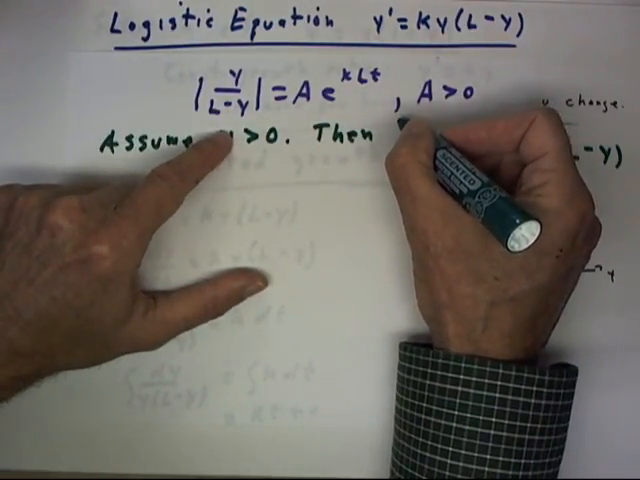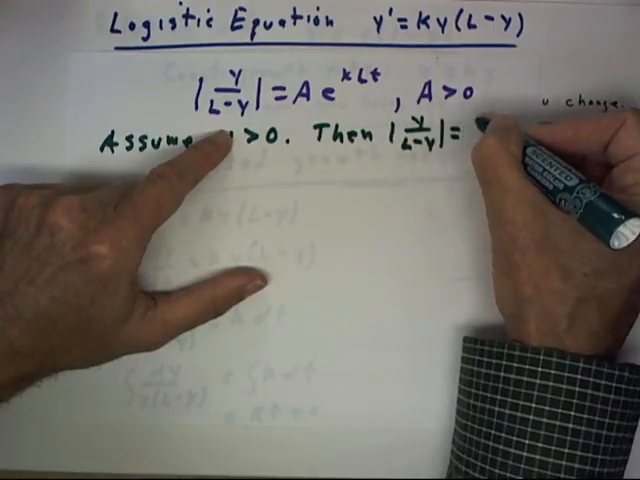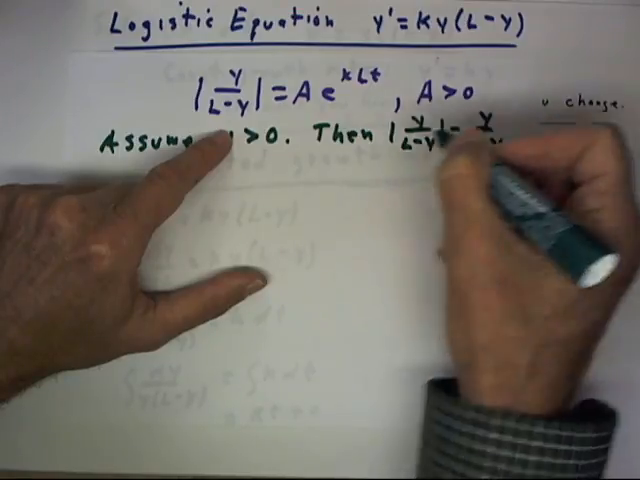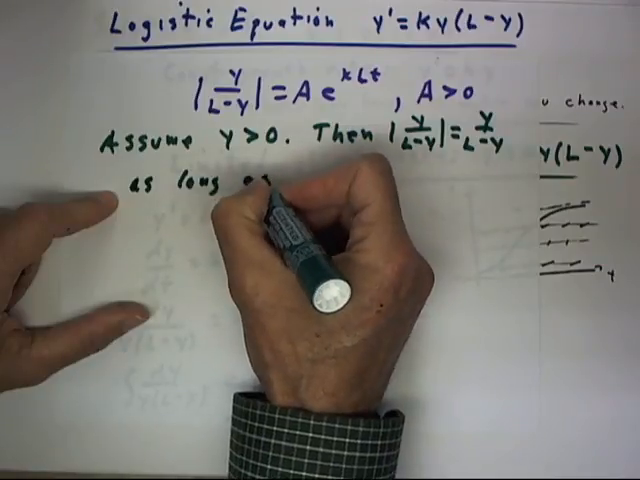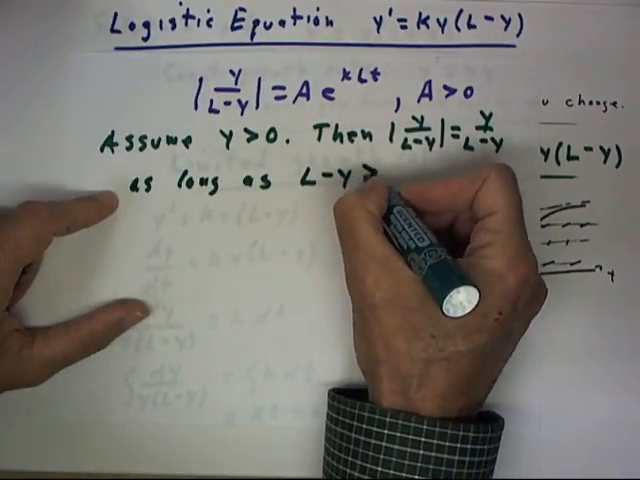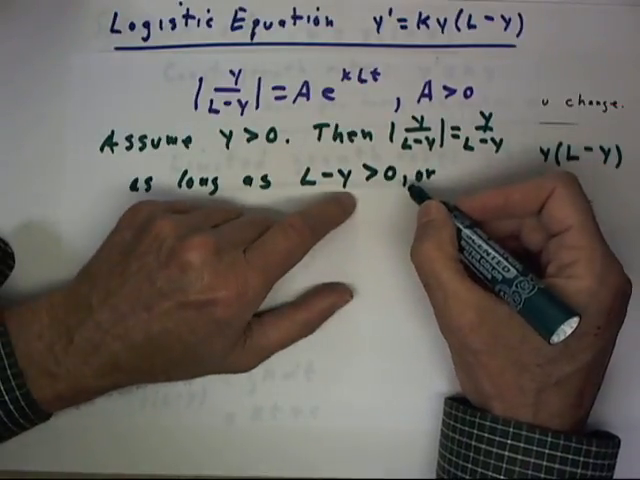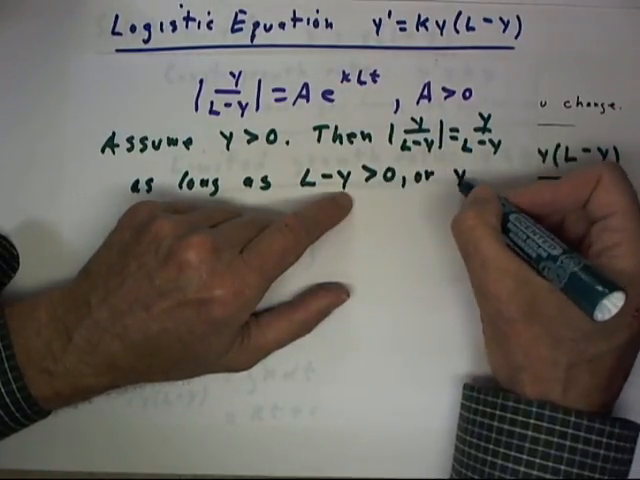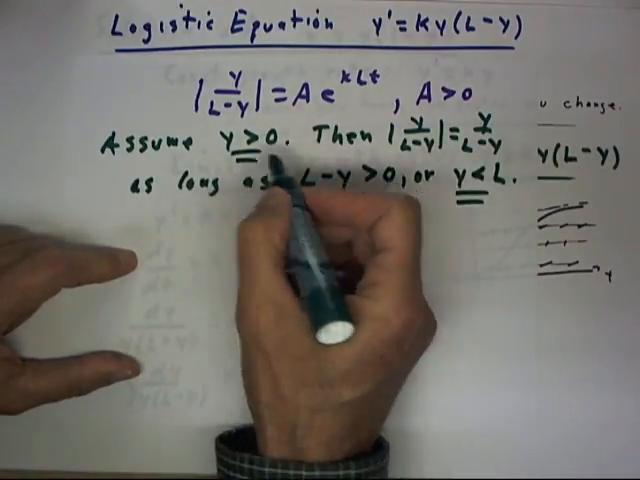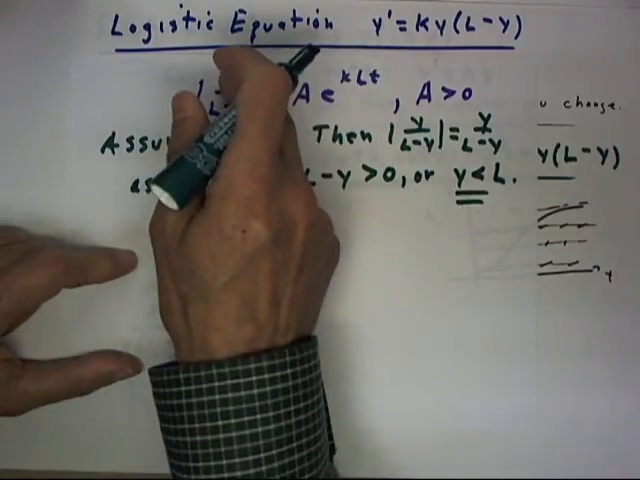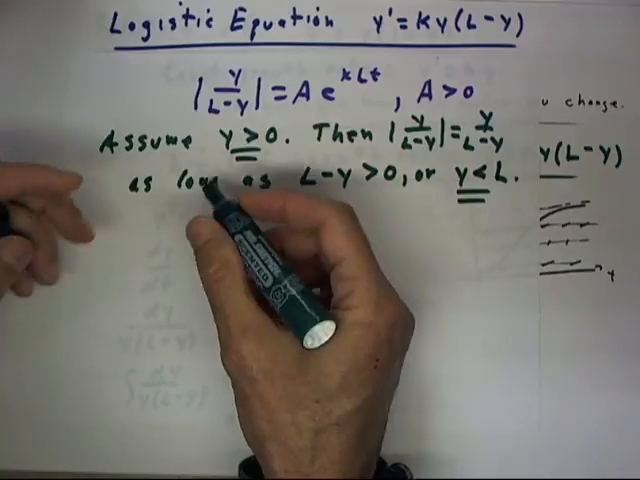So that absolute value of y over L minus y just equals y over L minus y, as long as L minus y is greater than 0, or y is less than L. So on the condition that y is positive and y is less than L, we can replace the absolute values, or we can just remove the absolute value sign.